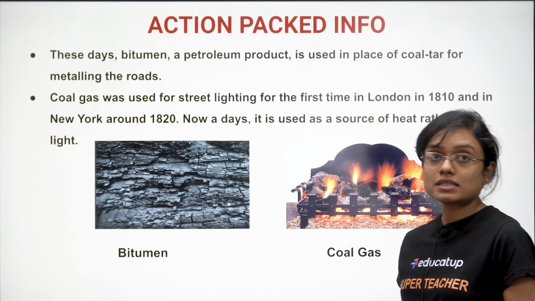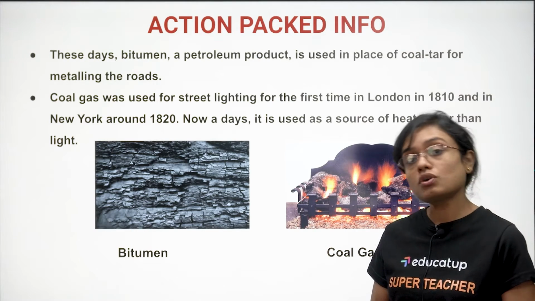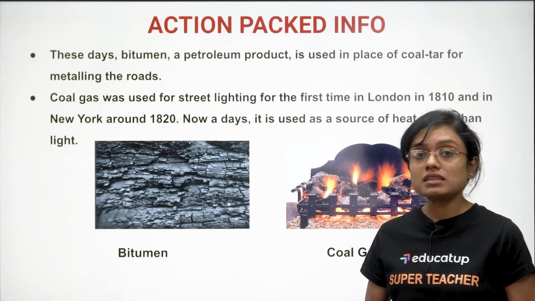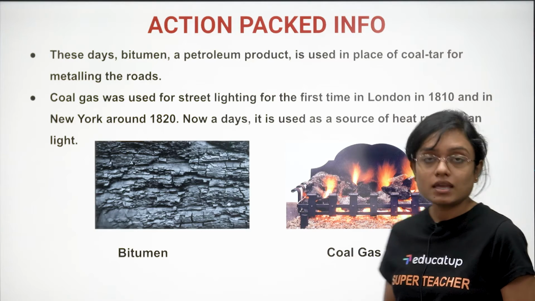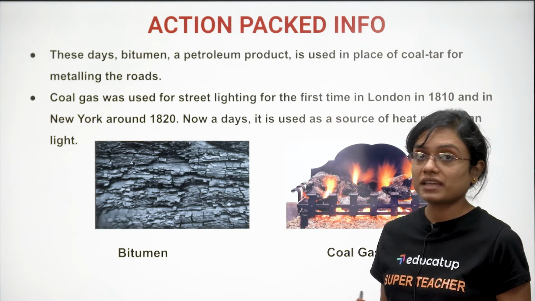So earlier, you can say coal gas was used for the lighting purpose, especially in London and in New York in the, you can say, 19th century, in 1820 and 1810. But nowadays, it is only used as a source of heating, not of lighting.